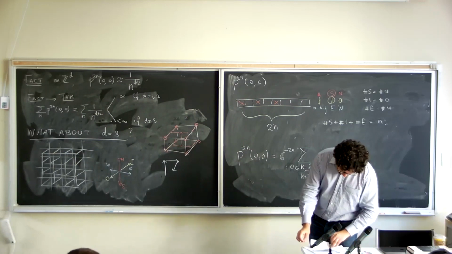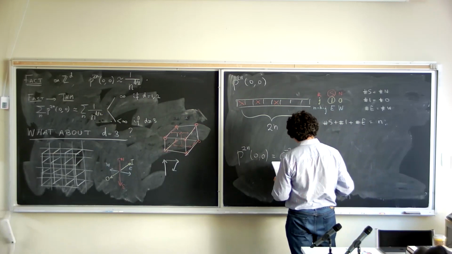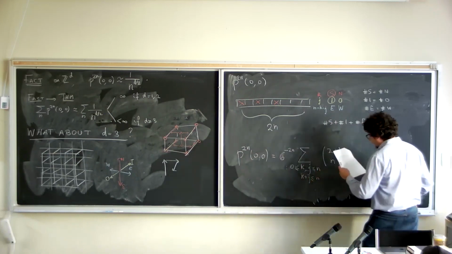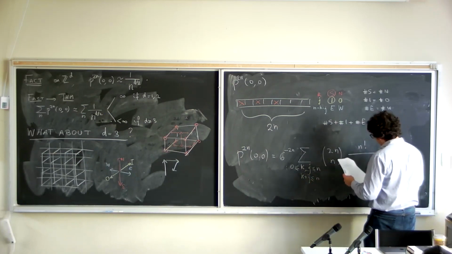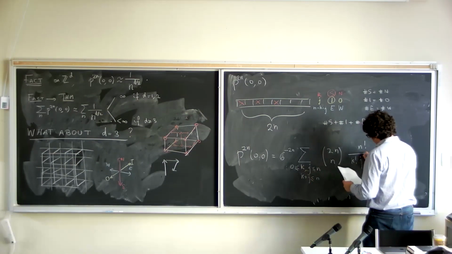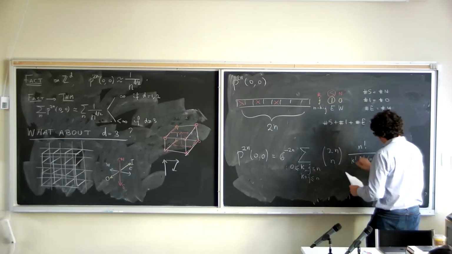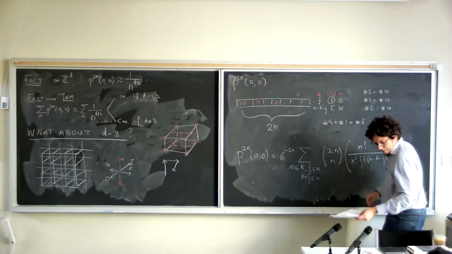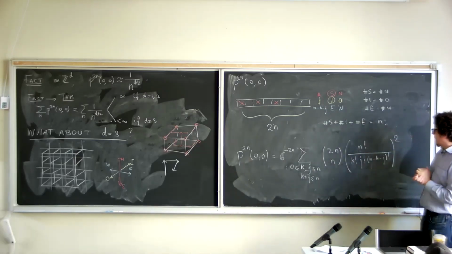So if you do this, the solution turns out to be like this. So you have 2n choose n, and then you have n factorial divided by k factorial, j factorial, n minus k minus j factorial, squared. So let's see what kind of choosing are we doing here.